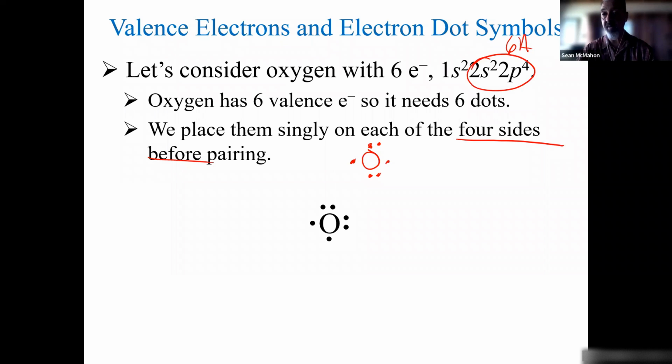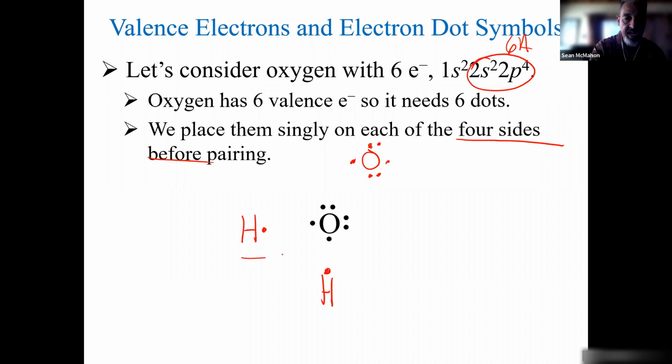Well, oxygen is 2 away from neon. It wants to be neon. But neon is in group 8A, 8 valence electrons. Oxygen only has 6. Well, hydrogen has 1 valence electron, so we draw 1 dot. But hydrogen wants to be like helium, which has 2 electrons. It has 2 valence electrons.